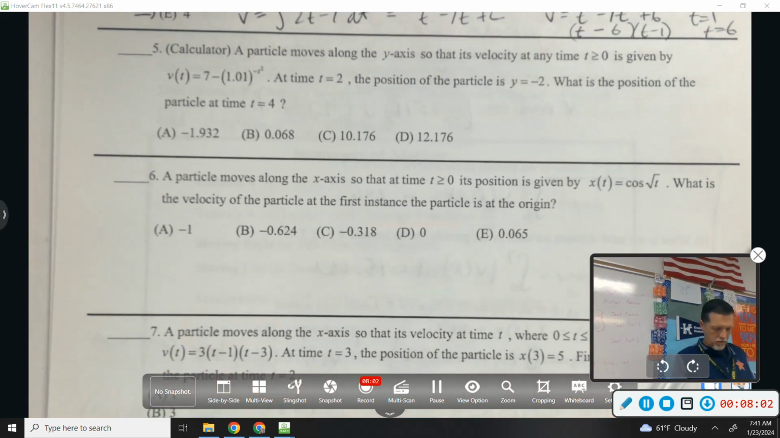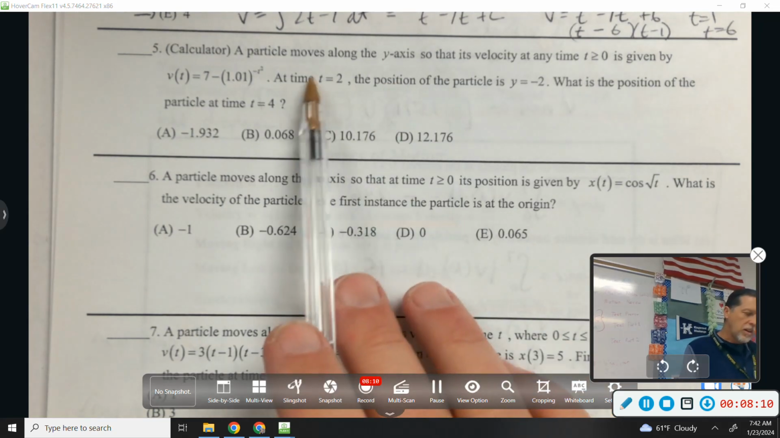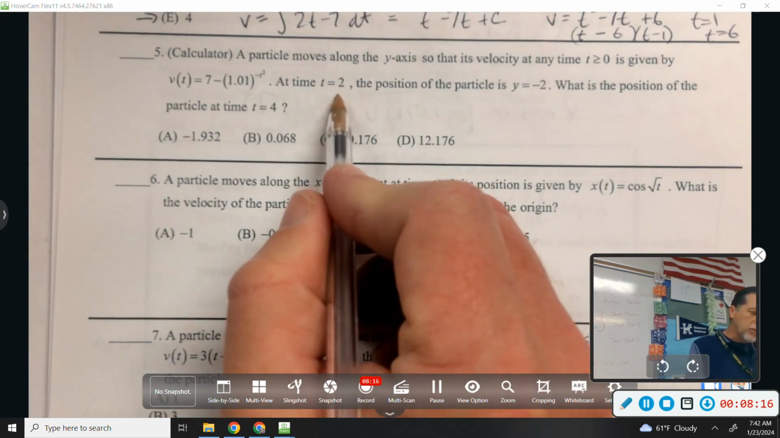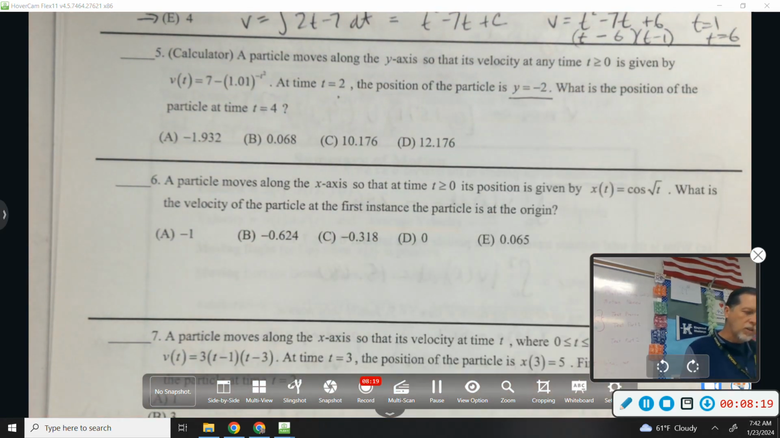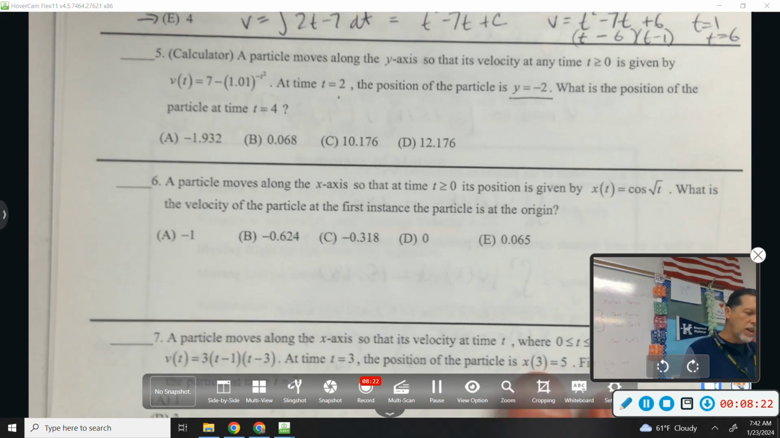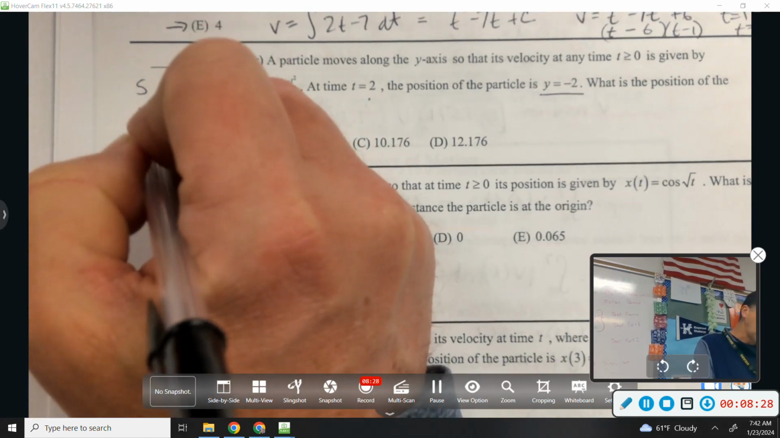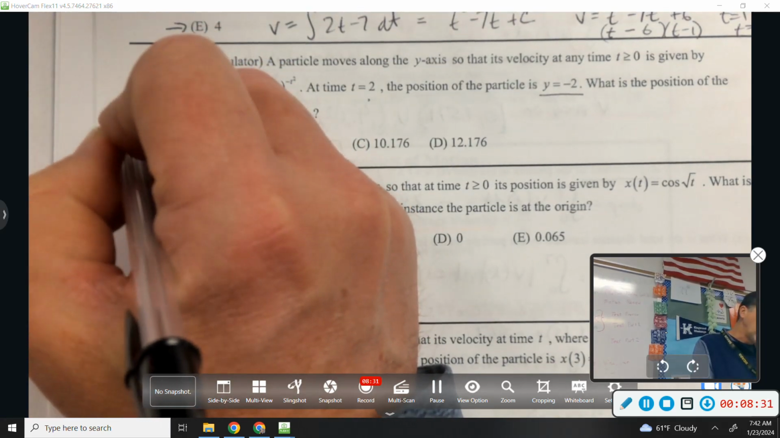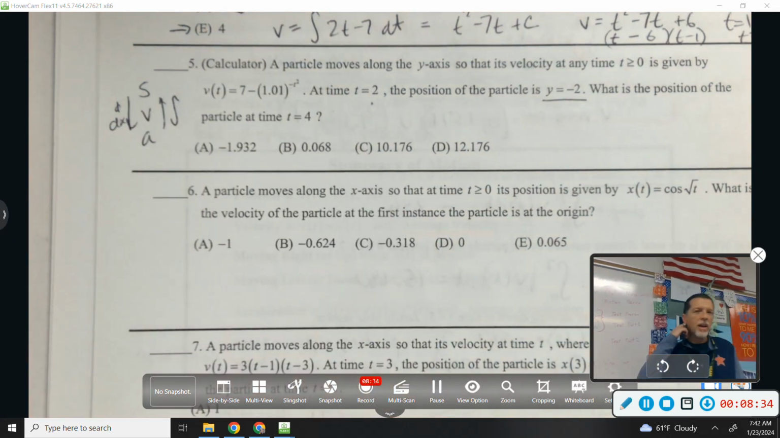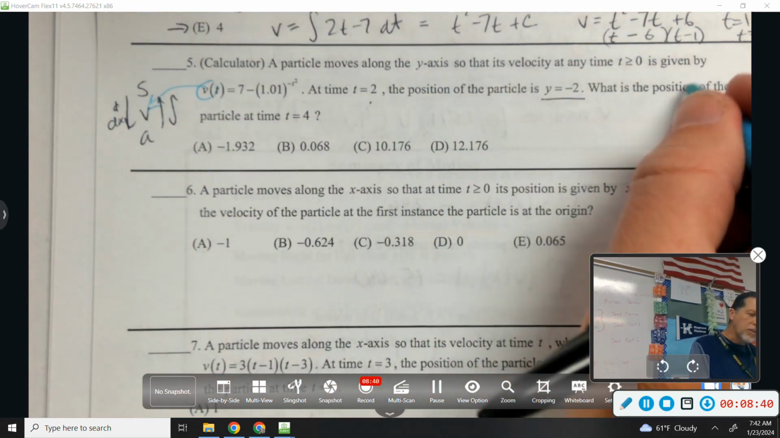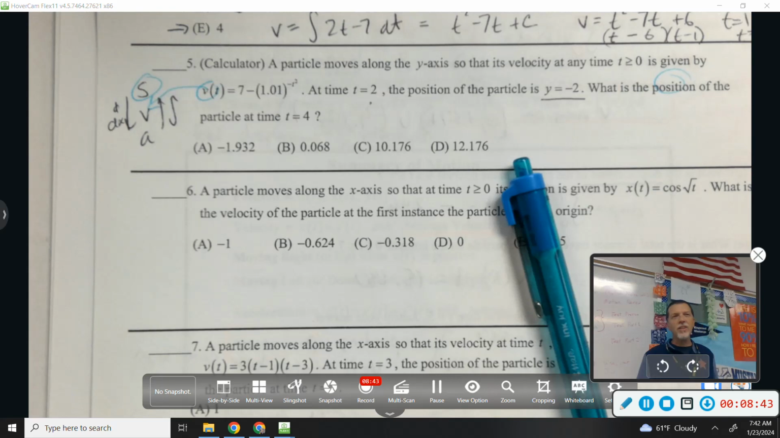Number 5, calculator question. Oh, put my calculator up. See how far I can get without it. A particle moves along the y-axis so that its velocity is given by this. At time equals 2, the position is negative 2. What is the position of the particle at time 4? Okay, so position, velocity, acceleration. Take a derivative to go this way, take an integral to go that way. It gave me velocity, and I'm looking for position, so I need to integrate velocity to get back to position.